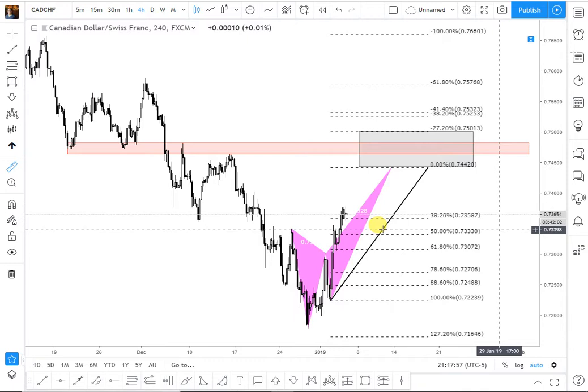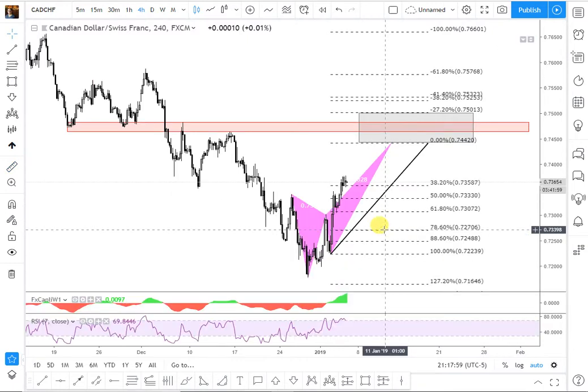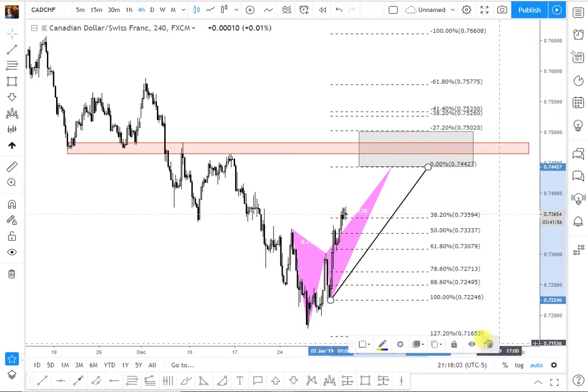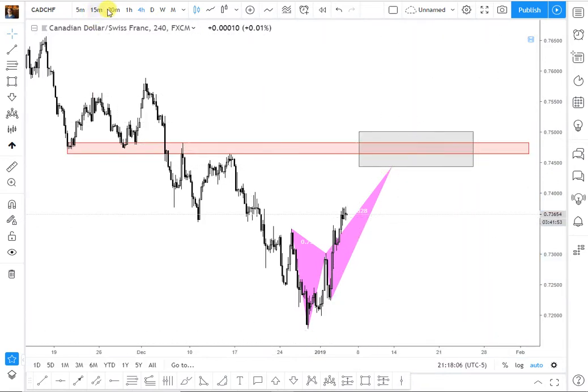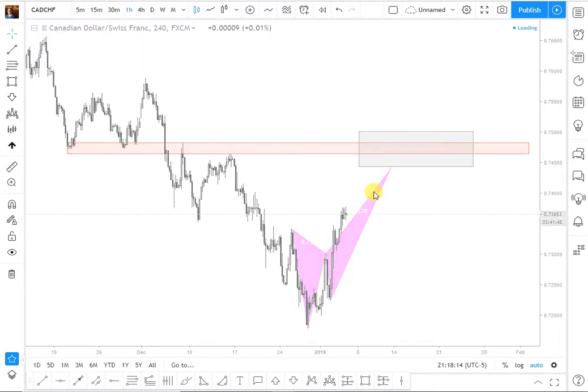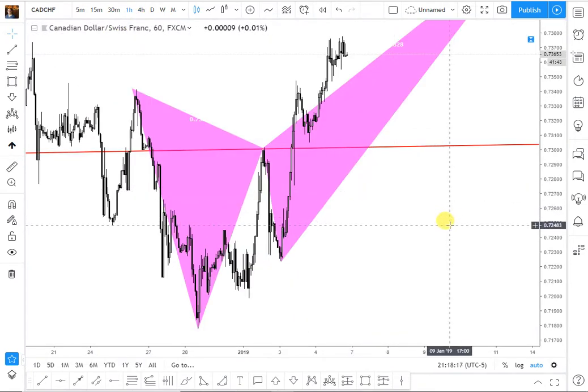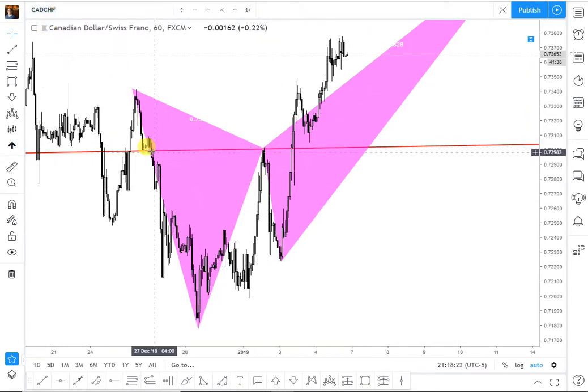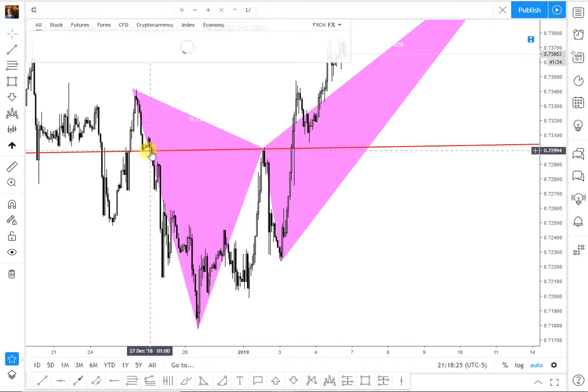But we add this because this is on the 4-hour time frame. So I'm looking at the 1-hour time frame in this zone for a reversal pattern, maybe like a head and shoulders or double top or something like this. So we'll keep an eye on this one.